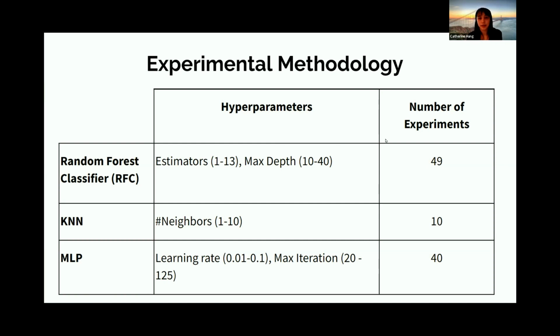So these are the hyperparameters that I ran it through. I iterated through the estimators and max depth for random forest classifier, and I changed these hyperparameters around to have a total of 49 experiments. I did the same thing with KNN, and I iterated through the number of neighbors with a total of 10 experiments. And with MLP, I iterated through the learning rate and max iteration for a total of 40 experiments.